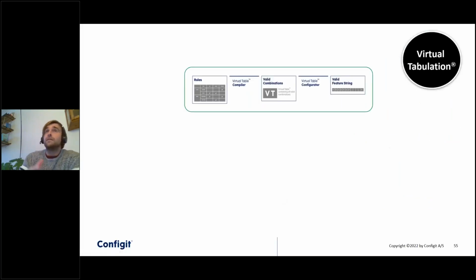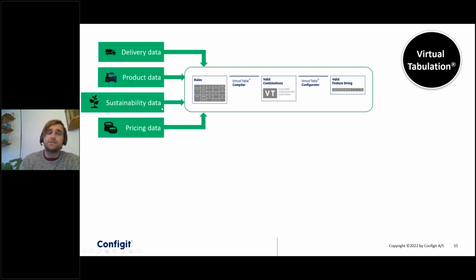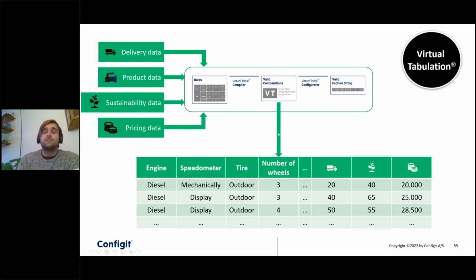If we change any value, then again the sustainability score will change, and also the delivery time and the price will change. And this is why we need virtual tabulation again, to calculate all the different scores for all the different configurations, and then optimize on the whole space of valid solutions. So we take sustainability data, pricing data, product data, delivery data, compile it into a valid solution space, and calculate for every valid solution all the scores we need.